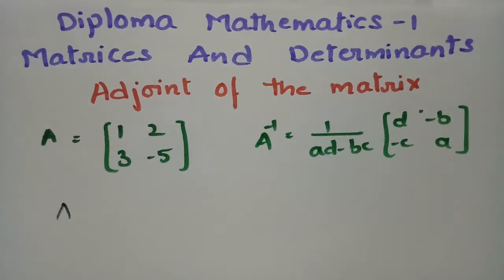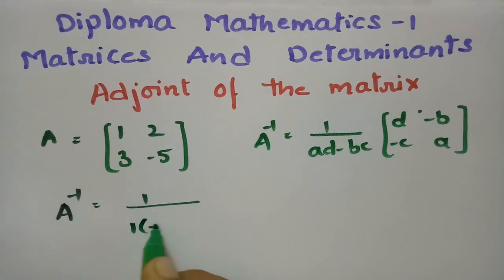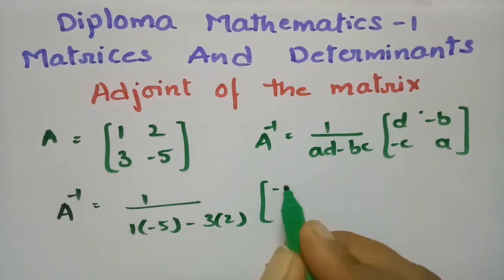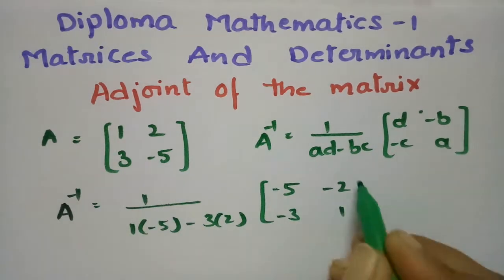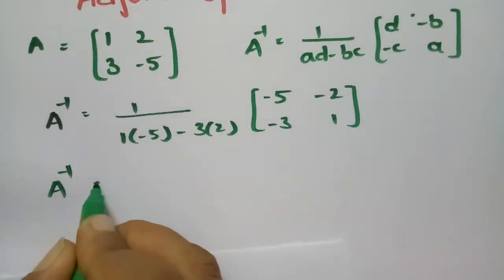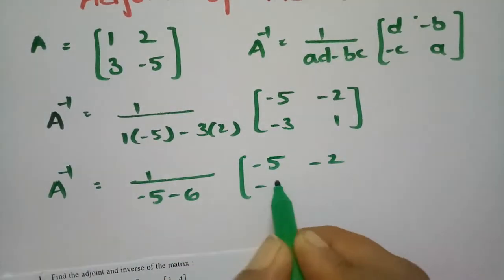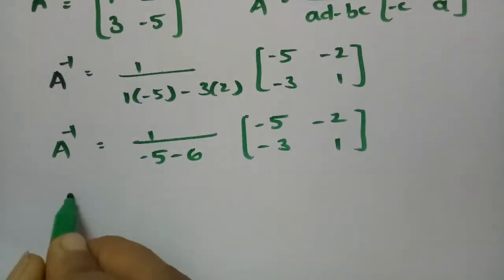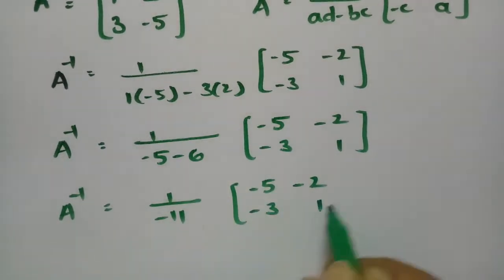So A inverse is equal to 1 by A into D, so 1 into minus 5 minus 3 into 2, and then D, which is minus 5, minus B, which is minus 3, and 1. So A inverse is equal to 1 by (minus 5 minus 6), and minus 5, minus 2, minus 3, and 1. So A inverse is equal to 1 by minus 11 into minus 5, minus 2, minus 3, 1.